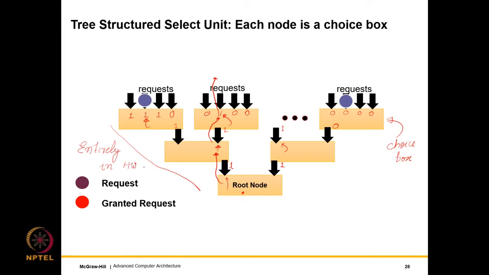So this tree over here is entirely implemented in hardware. And this is of course the VLSI implementation, and all that we require is a little bit of state at each choice box to remember which input was chosen. Once that is done, we just aggregate the choices, keep going towards the root, and finally one is chosen and a reverse path is followed.